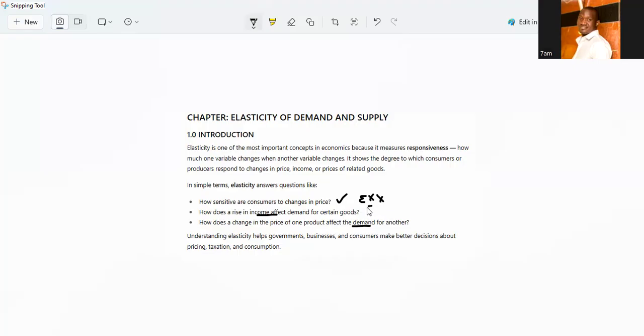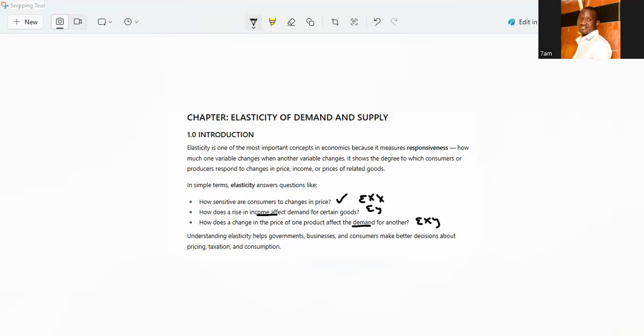Income elasticity, changes in income. Then also we look at how the price changes in another commodity will affect our demand for this particular commodity. This is what we call cross-price elasticity. So understanding elasticity will help businesses, it will help consumers, it will help our governments make better decisions about pricing, about taxation, even about income.